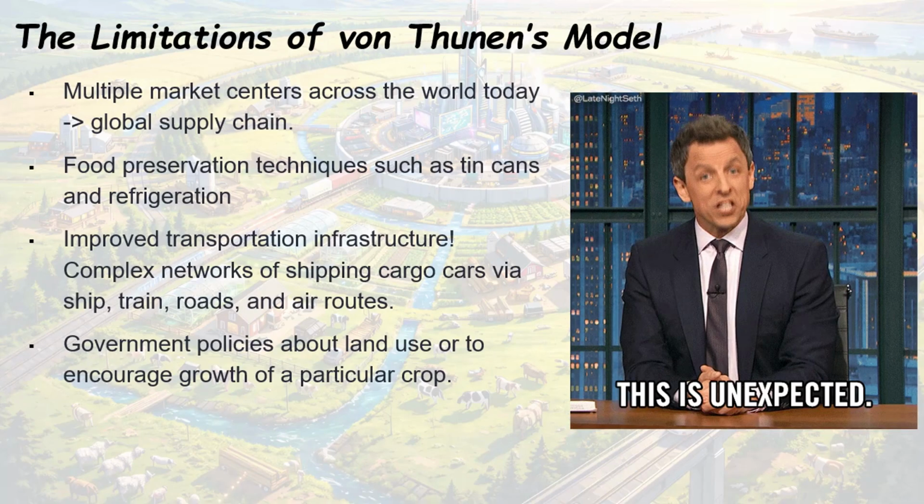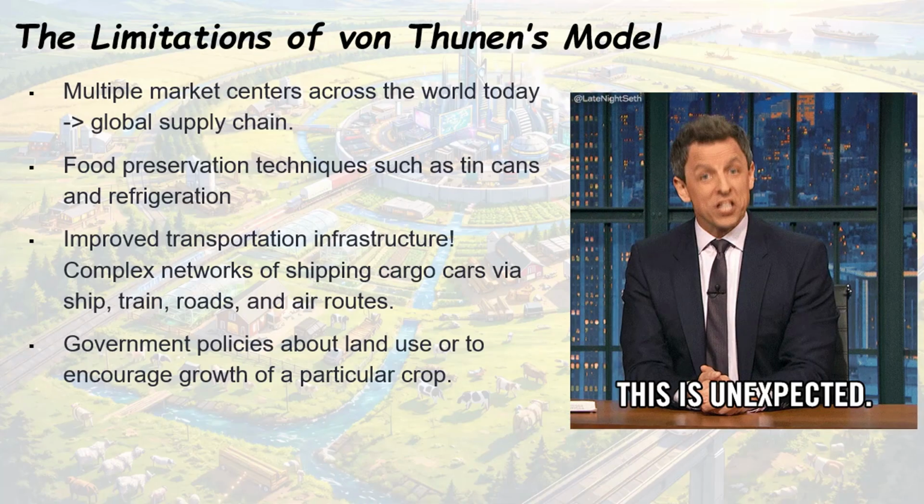Third problem. Transportation infrastructure today is built different. Von Thunen was thinking ox carts. We are thinking container ships, cargo trains, highways, air freight. Transportation costs are still related to distance, but economies of scale make long-distance shipping way cheaper per unit. That weakens the perfect ring structure. You can grow something far away and still make profit because logistics leveled up.